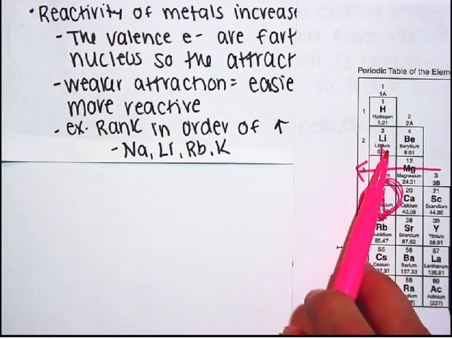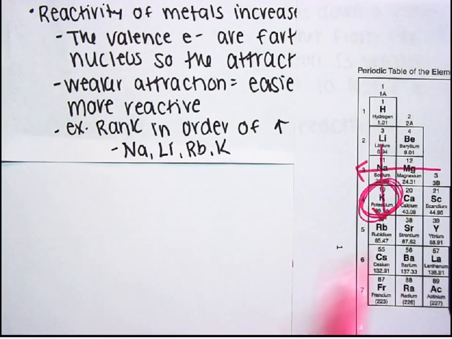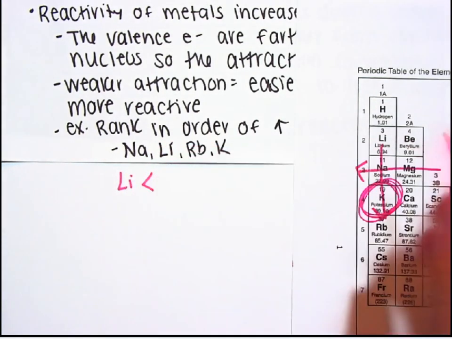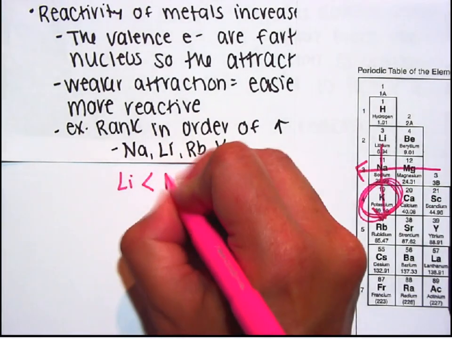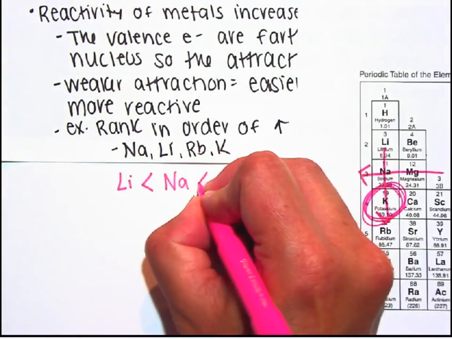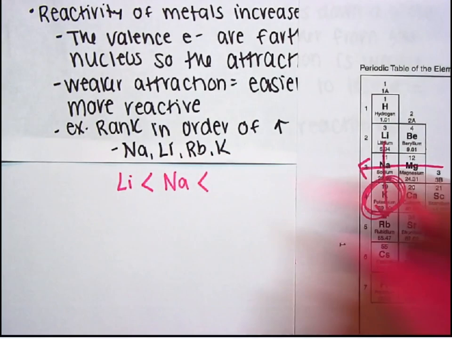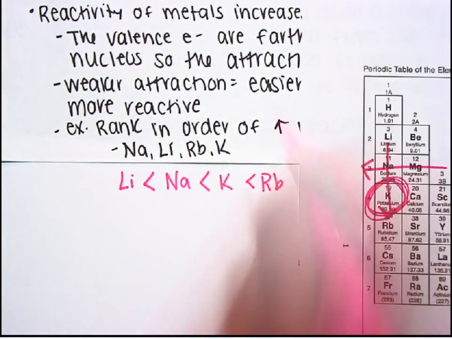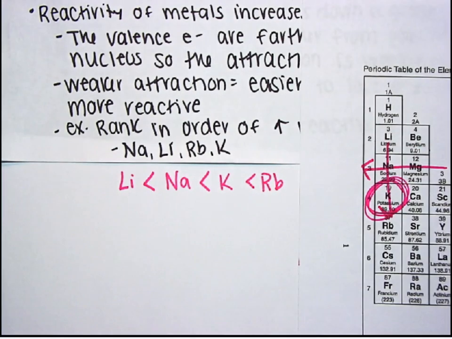Lithium is at the top of the group and reactivity increases as we go down. So therefore lithium would be the least reactive, followed by sodium, followed by potassium, and rubidium would be the most reactive.